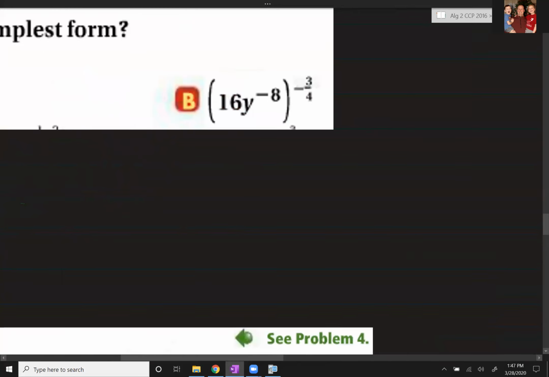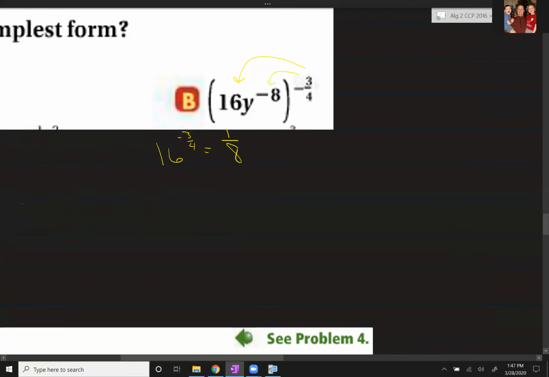Let's zoom in a little bit here. So we went 16 to the 3/4. Well, the 4th root of 16 gets me down to 2, and cubing it makes it 8. And so I'm going to make sure I take 16 to the 3/4. That's going to become 8. And it's actually going to become 1/8.